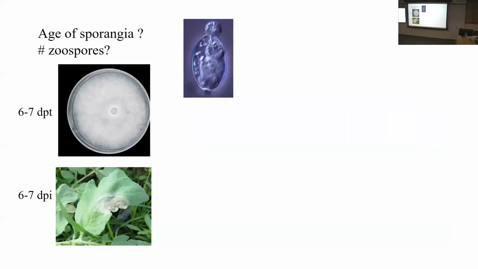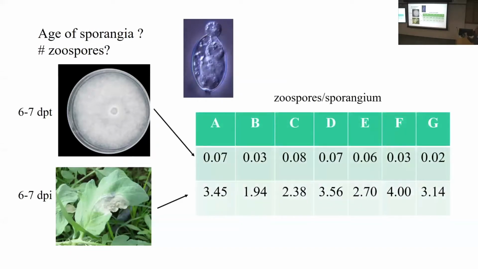I want to show these data in a slightly different way. And this, again, I have to thank Kevin for. There's another way to look at indirect germination, and that is to look at the number of zoospores per sporangium. And Kevin did this. And again, the difference is absolutely huge. If sporangia come from a plate, the number of zoospores per sporangium is very, very low. If sporangia come from a leaflet, the number of zoospores per sporangium is about 100-fold greater. So there is a really big difference.